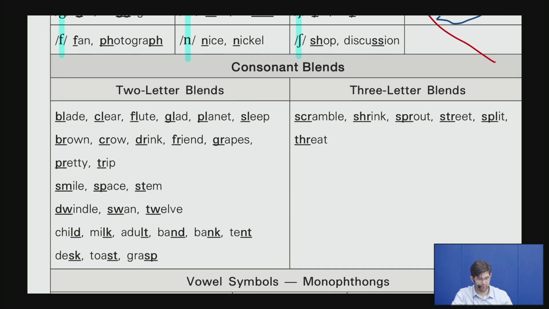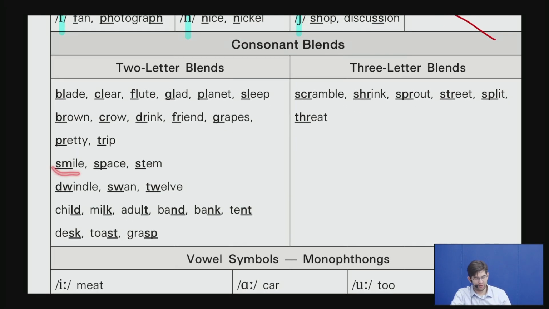Remember, keep practicing, keep repeating with me. Smile, space, stem, dwindle, swan, twelve, child, milk, adult, band, bank, tent, desk, toast, and grasp. So these are 2-letter blends.